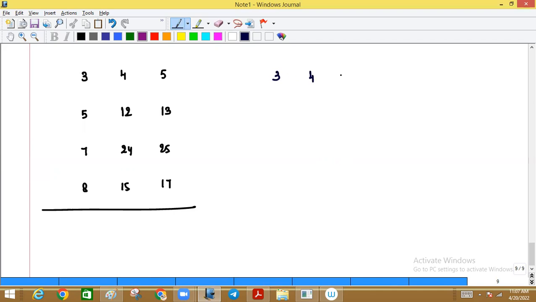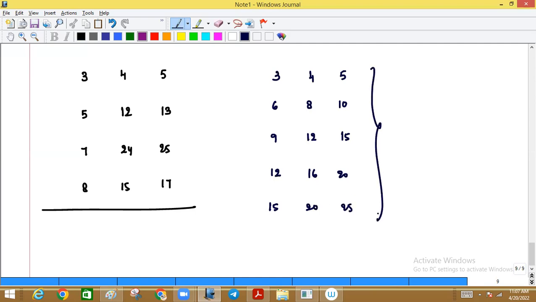Suppose 3, 4, 5 is the triplet, multiplied by 2, 6, 8, 10 is also a triplet. Multiplied by 3, 9, 12, 15 is also a triplet. Multiplied by 4, 12, 16, 20. Multiplied by 5, 15, 20, 25. I've deliberately multiplied 3, 4, 5 because these are the very frequent triplets that you can see, right?